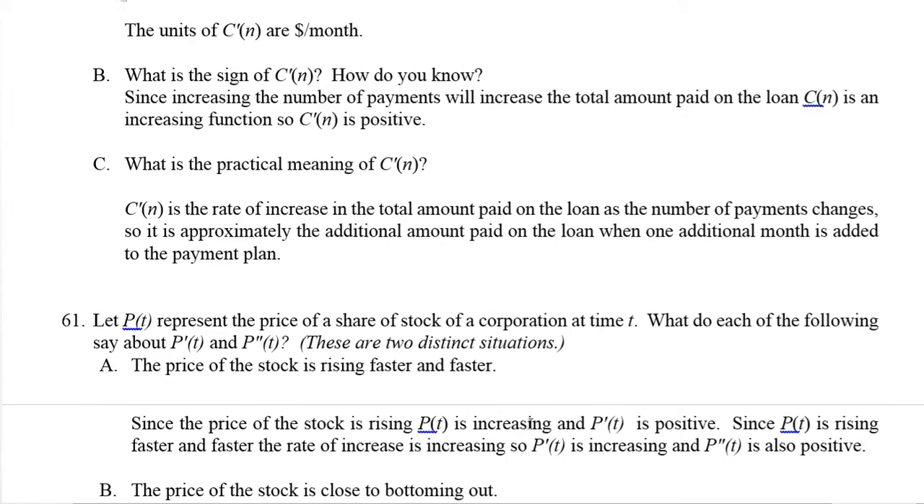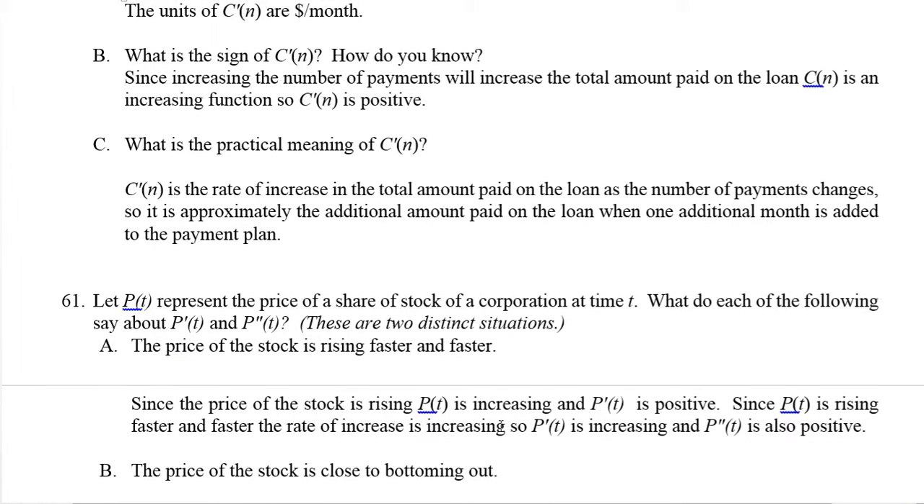Now, erase the A part, and a new scenario. So we're still talking about the price of stocks, but this time, instead of what we said before, the price of the stock is close to bottoming out. New scenario. What does that mean?